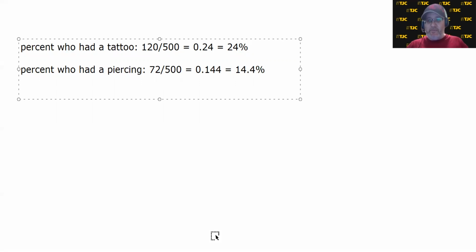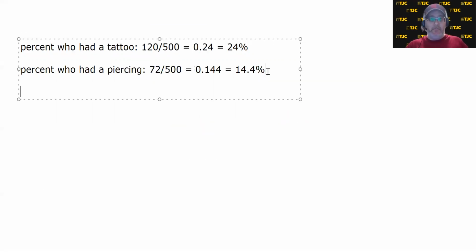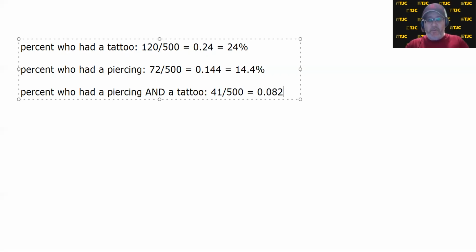What's the next question? Had a piercing and a tattoo, and there were 41. Percent who had a piercing and a tattoo. That was 41 out of 500. 41 divided by 500 is 0.082. So if we move the decimal 2 places to the right, we get 8.2%.